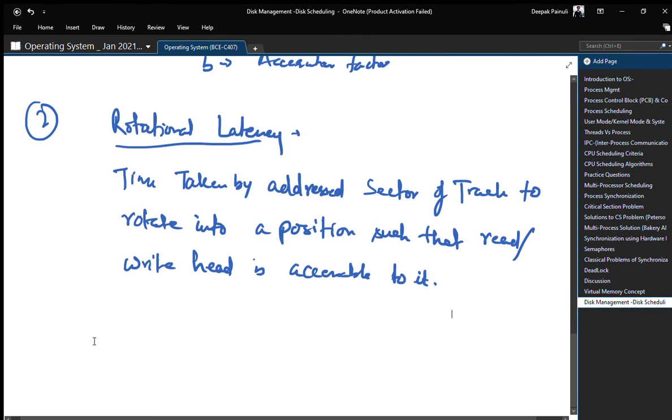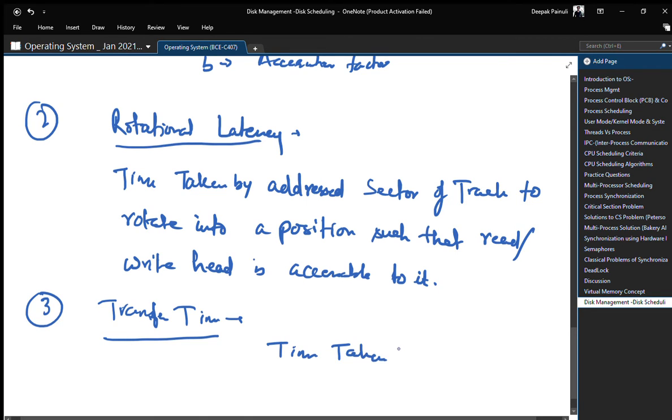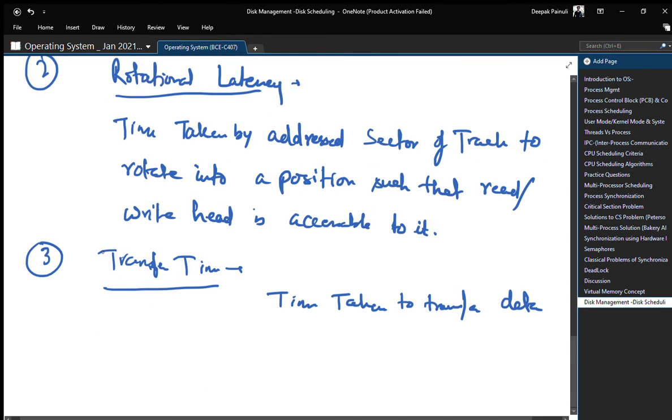Third criteria we have is transfer time. Transfer time is simply the time taken to transfer data from disk to the requesting application. It is the total transfer time.